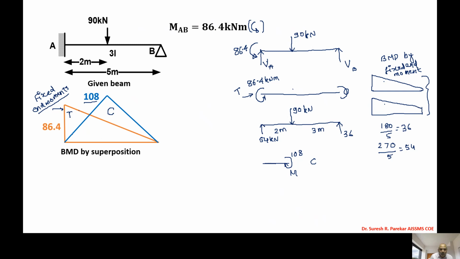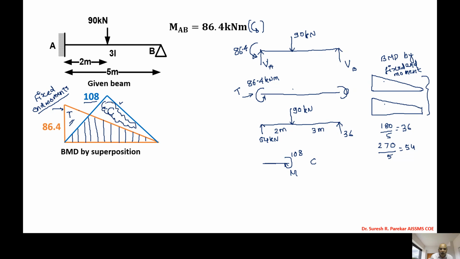The portion which is common will cancel each other, because one we have plus, another we have minus, and that will be cancelled. So this portion will be cancelled. Then what will be the remaining portion? So this portion and this portion we have to plot. Now this blue we have plotted on the compression side.